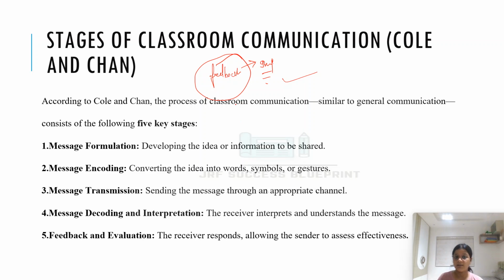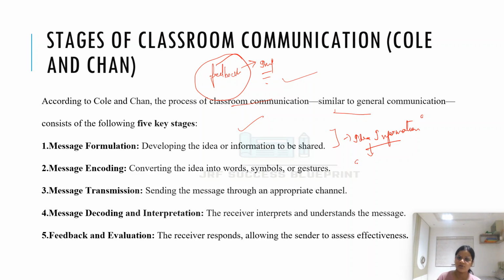According to Cole and Chain, the process of classroom communication, similar to general communication, consists of five stages. Number one is the message formulation. That means the development of idea, information, what you are about to say, what you want to share. That is the message formulation. Number two is encoding. Suppose you have developed an idea you want to share. Now you have to encode it into words, symbols, or gesture.